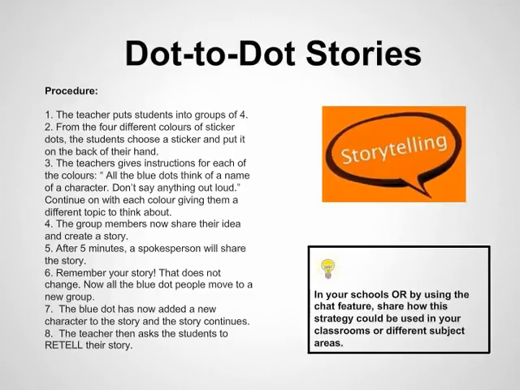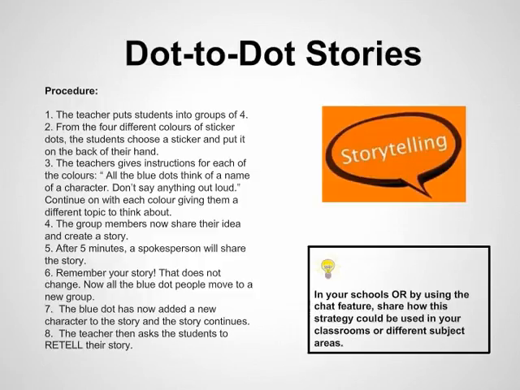Dot-to-dot stories can be applied to lots of different classes, in particular an English language arts class. The teacher begins by putting the students in groups of 4 and putting a different color of sticker on each of the group members, or a different character on each of the group members. The teacher then gives instructions for each color.